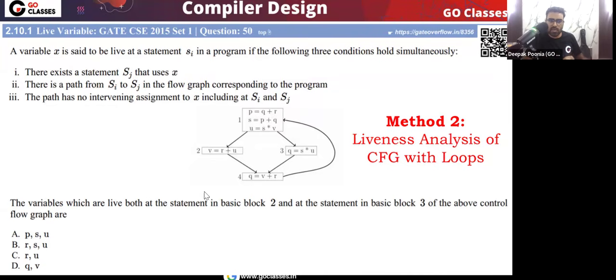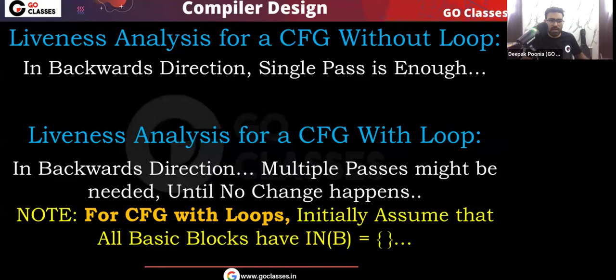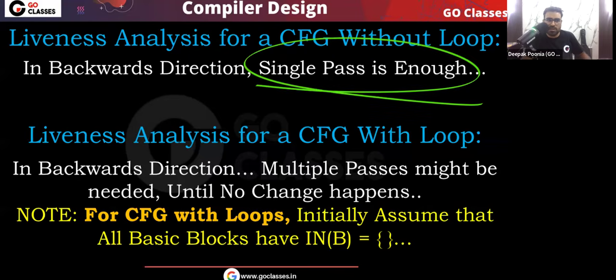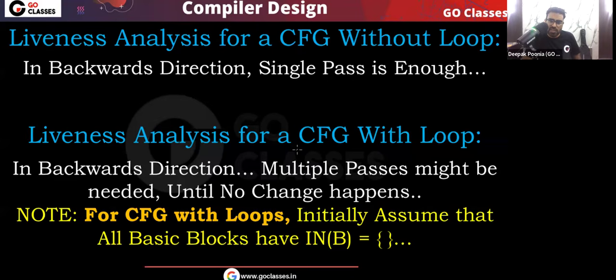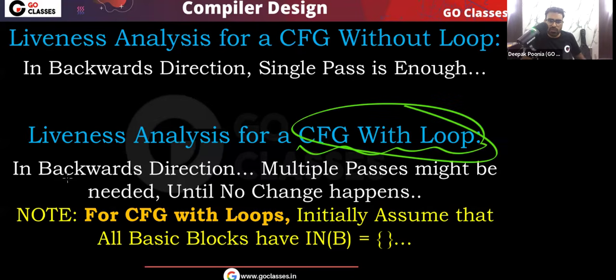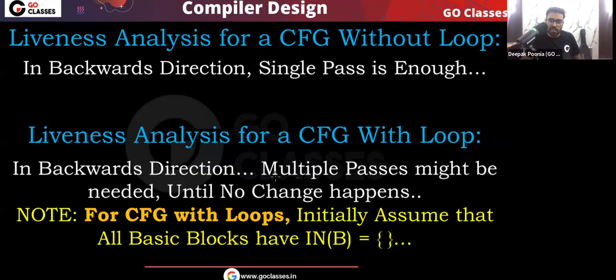Now let's see the method number 2, that is we will do the complete liveness analysis of the CFG, and this CFG has a loop. Very simple. I already told you that when we do liveness analysis of a CFG without loop, we go in the backward direction and a single pass is enough. But when we do the liveness analysis of a CFG with loop, we also go in the backward direction, but multiple passes might be required. It might be possible that we need to do multiple passes until no changes happen.